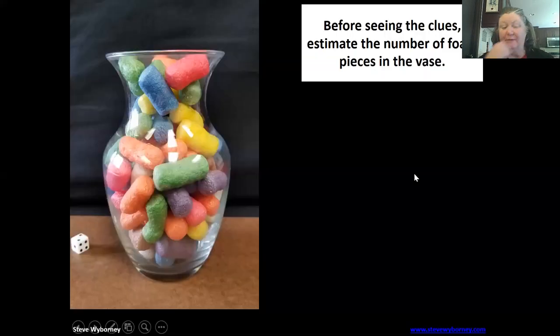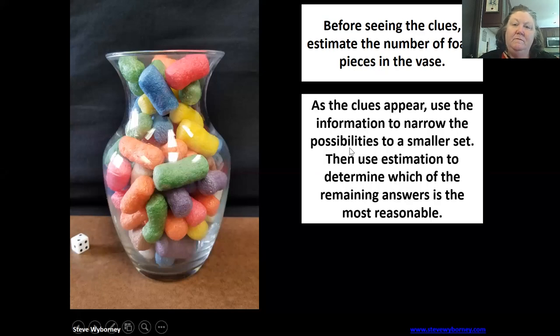We start off today with an estimation mystery. I'd like you to take a look at this jar and see if you can make an estimate of the number of foam pieces in the vase. As the clues appear, use this information to narrow down your guess or estimate to a more reasonable answer, and you'll get closer and closer. Feel free to use a calculator on this.